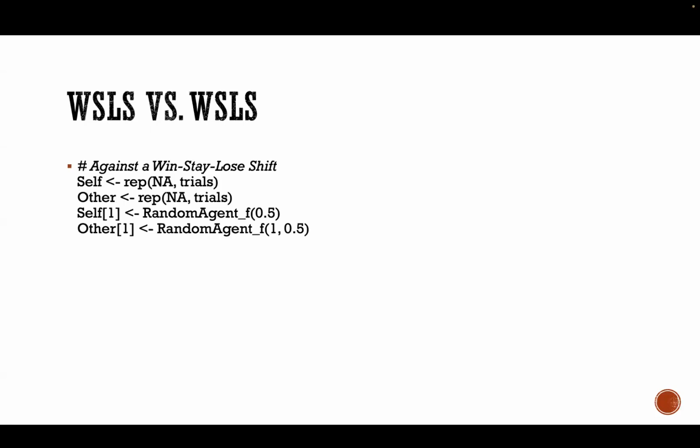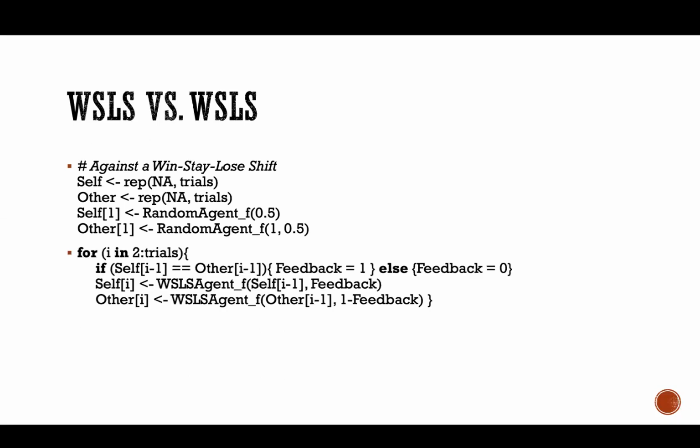Right. Okay, so we can see it. Again, we code the self, we code the other, we pick at random the first time because we have no feedback to base it on. From the second trial, we say if the previous choice is equal to the other, feedback is 1, otherwise it's 0. And then we fit the previous self choice and the feedback to the agent for the self, and we do the same for the other agent.